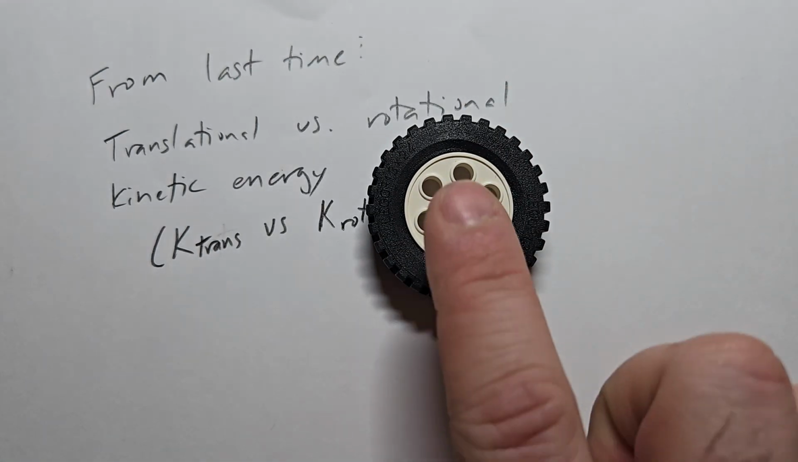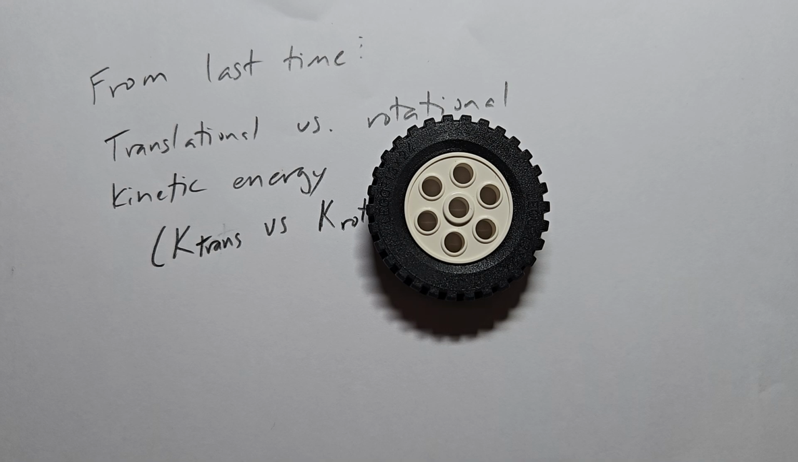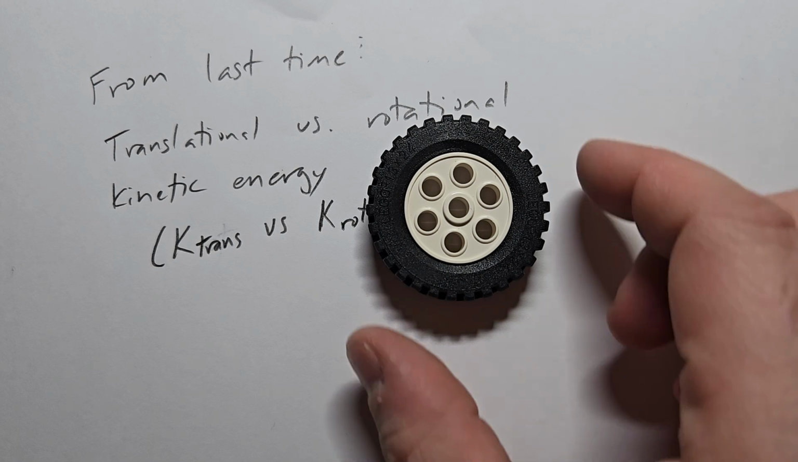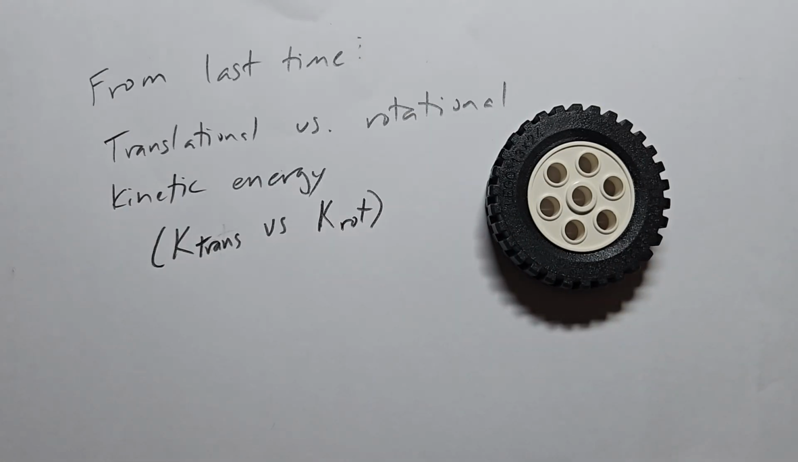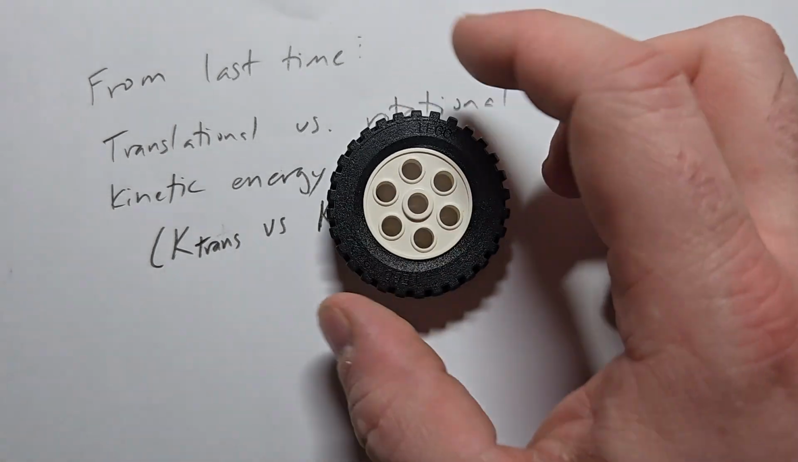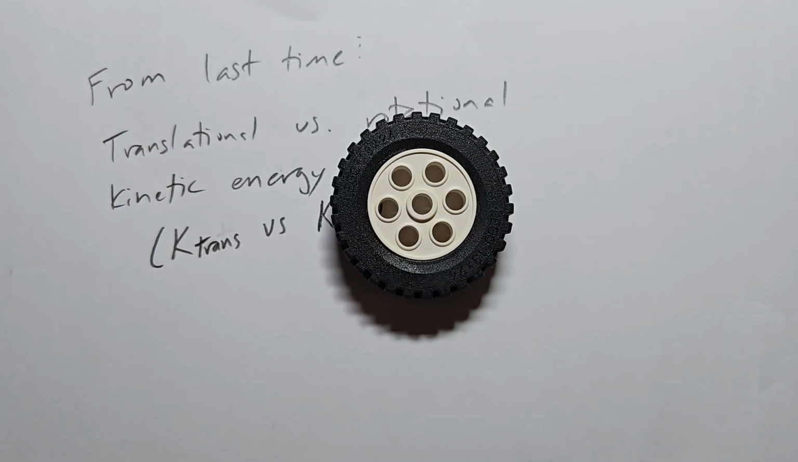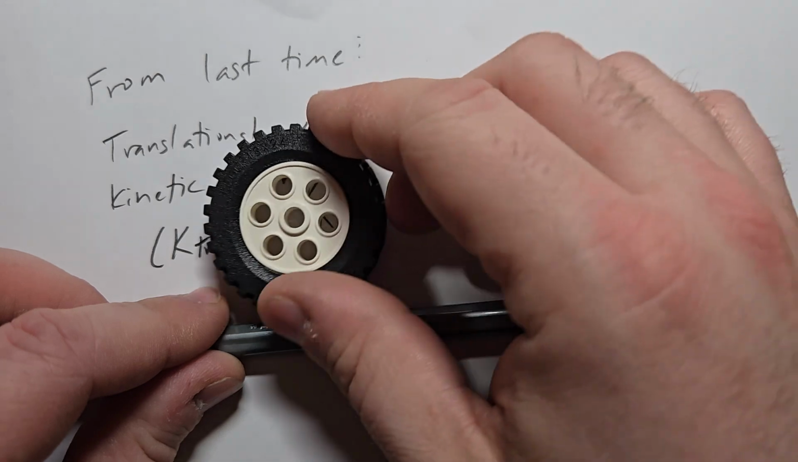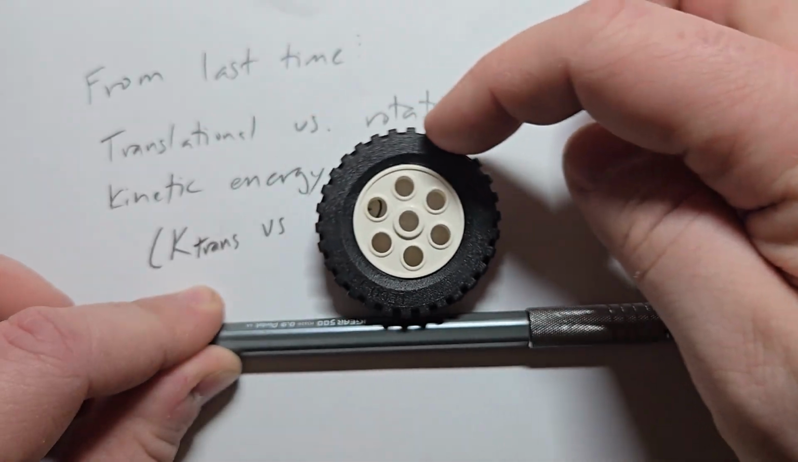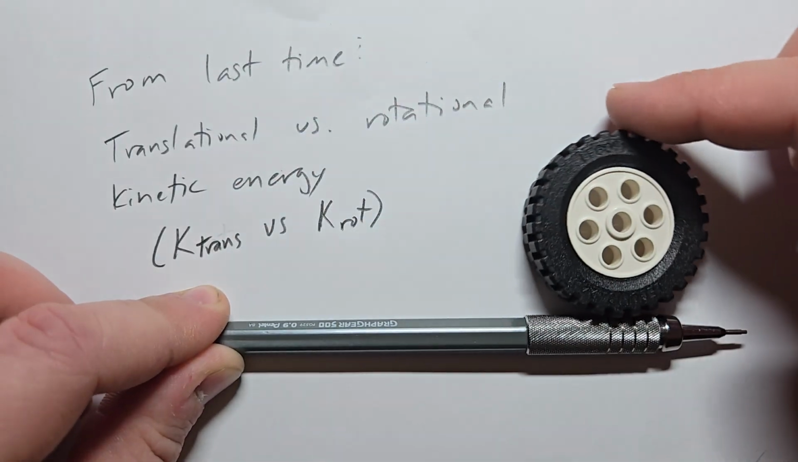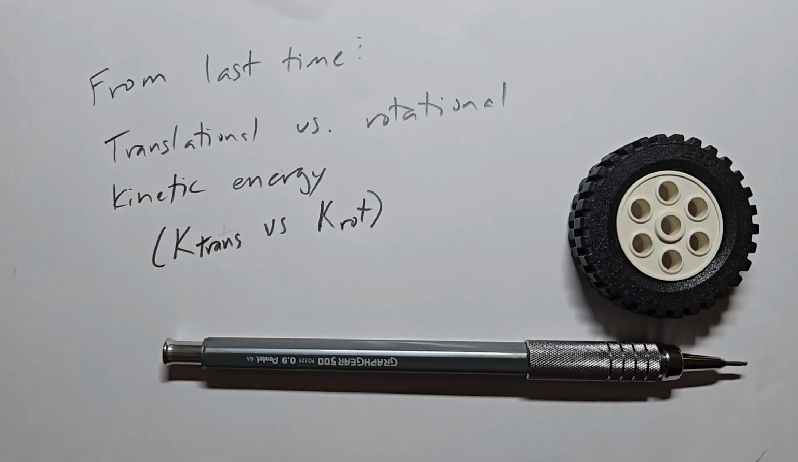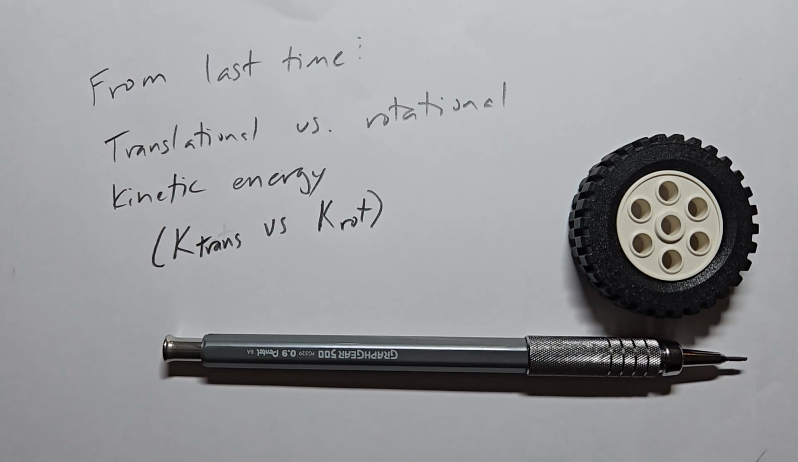And then if we have a solid object like this that is rolling along the ground, so it is both moving forward, which requires linear kinetic energy, and rotating, which requires rotational kinetic energy, so something like this, where I've got my wheel rolling along a surface, it has to have both linear and rotational kinetic energy, or both translational and rotational kinetic energy.